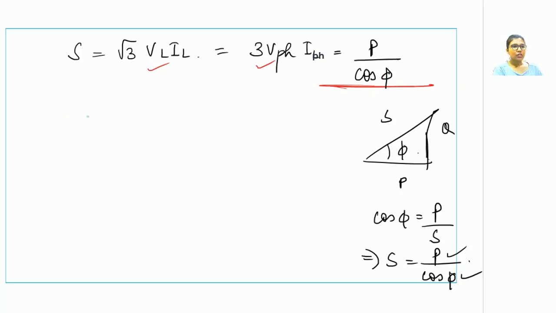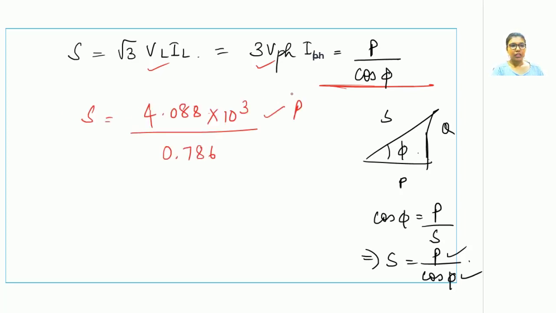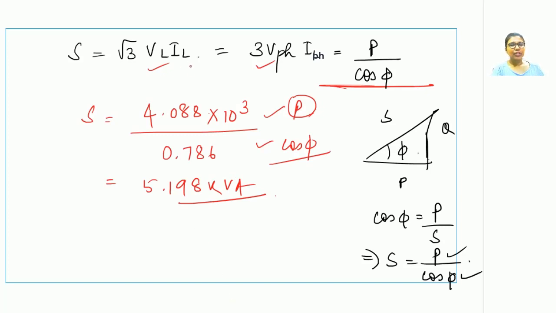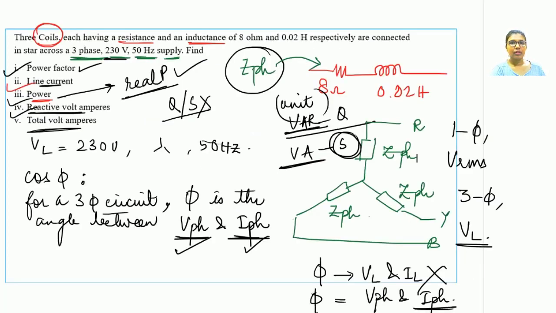So the value of S will come out to be, now this is the value of P that you have obtained earlier, and this is the value of cos phi. Now since P was obtained in kilowatts, you must write 10 raised to the power 3. So the final value of the apparent power comes out to be 5.198 kilovolt amperes. So one can try using these expressions as well, but finally the value will come out to be this. So with this, we have solved all the 5 bits.